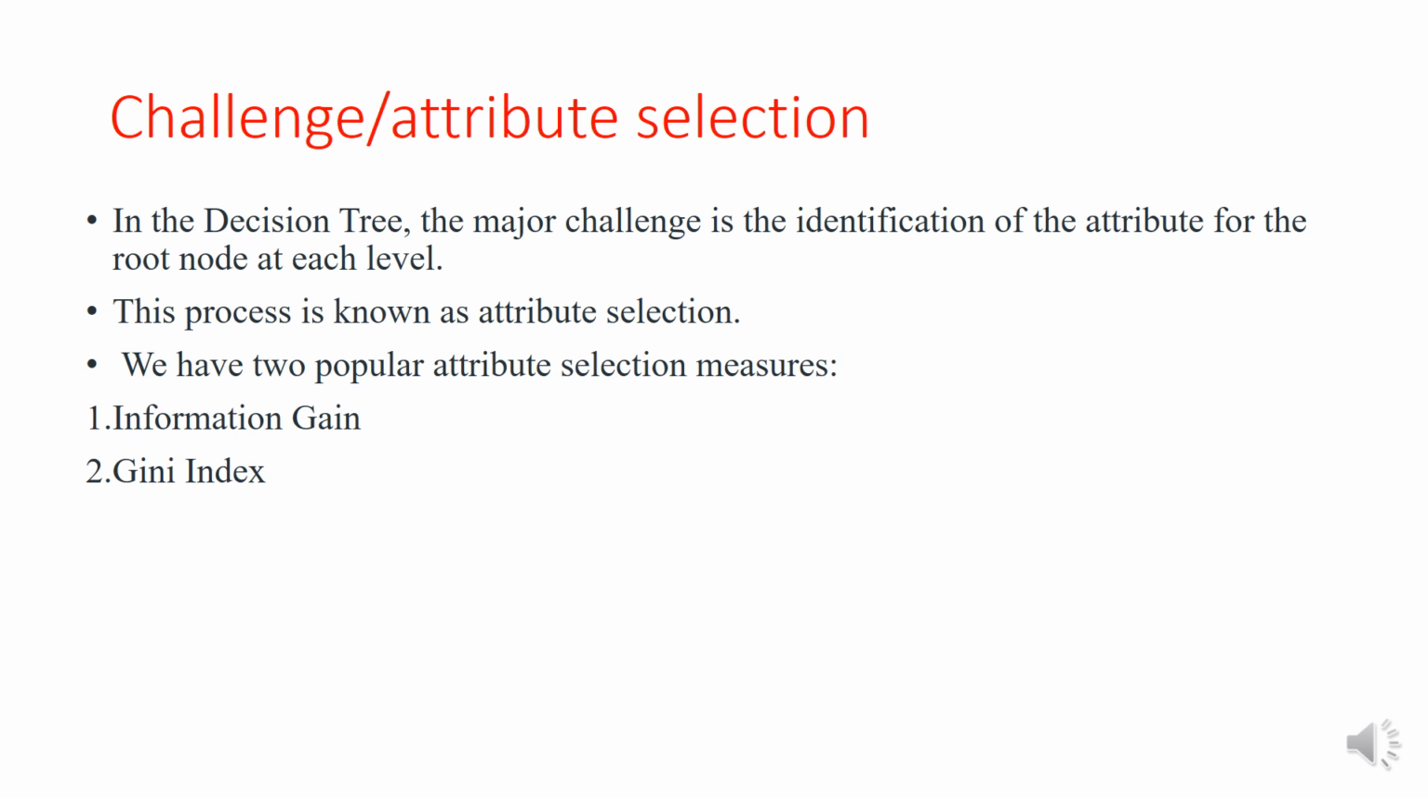So then coming to the challenge of attribute selection. How to select the attributes? In the decision tree, the major challenge is the identification of the attribute for the root node at each level. This identification of the root node is known as attribute selection. We have two popular attribute selection measures, called information gain and the Gini index.